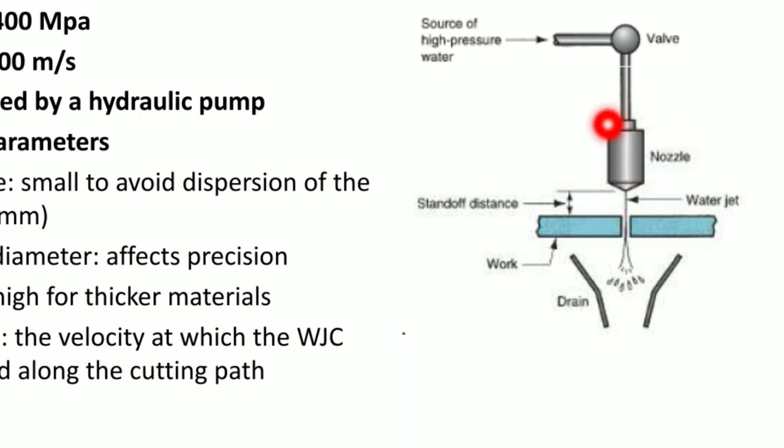This high velocity water, when it impacts the material in the form of a jet, with due course of time creates a cavity in the workpiece. Here you can see the cavity in the workpiece, and the excess water which has been used passes through the drain passage. This blue one is the work, this is the water jet, and this is the standoff distance, a very important parameter which we will be discussing in further slides. The standoff distance means the distance between the nozzle tip and the workpiece.